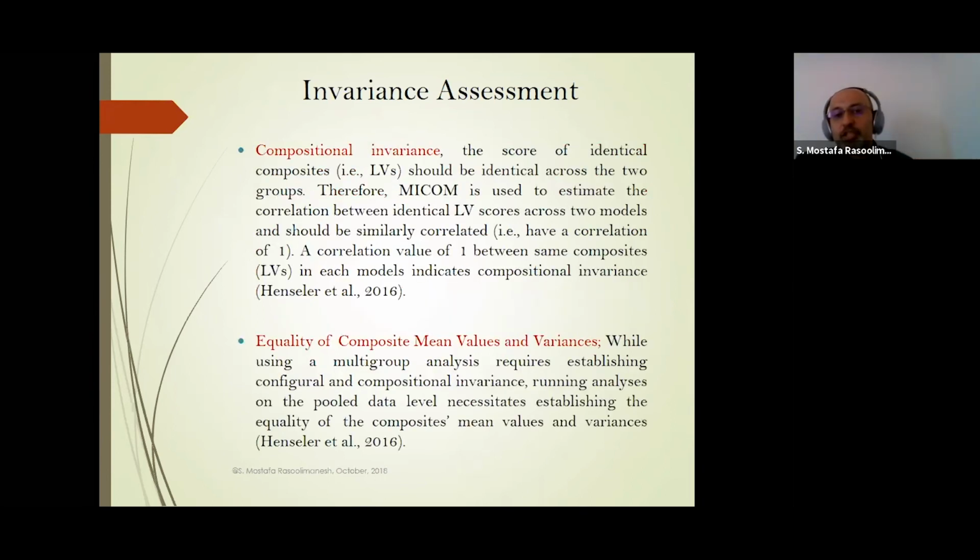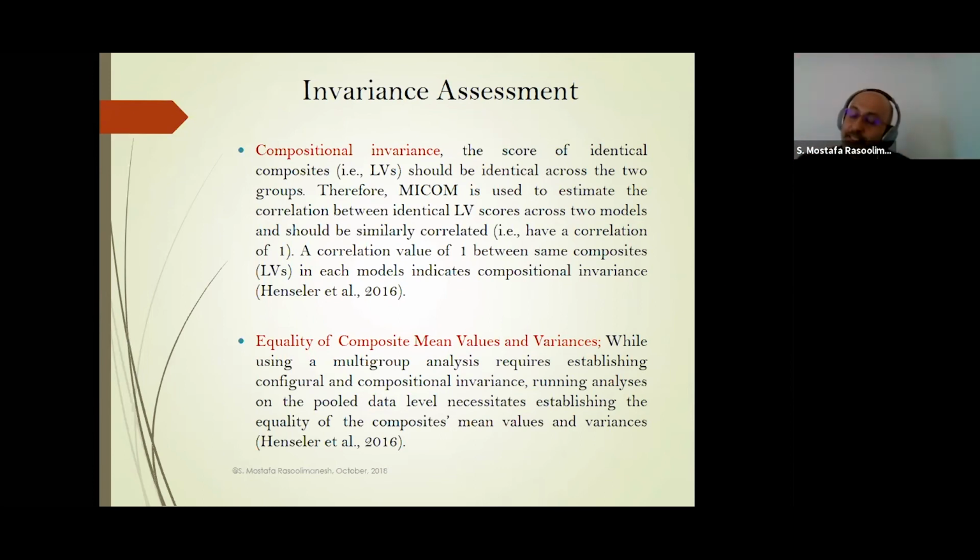The second step is compositional invariance. In compositional invariance, we calculate the correlation of each construct between group 1 and group 2. And this correlation should be 1. So if we pass these 2 steps, configural invariance and compositional invariance, we can get partial measurement invariance, and we are able to run MGA.